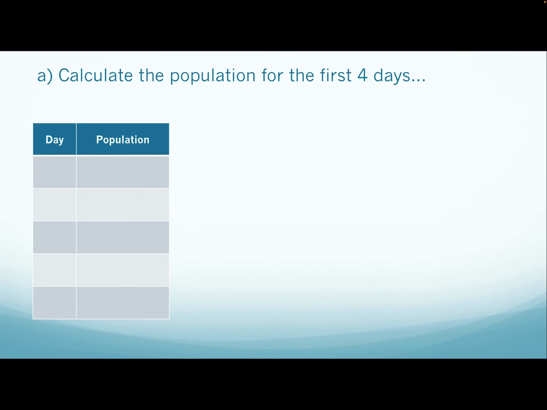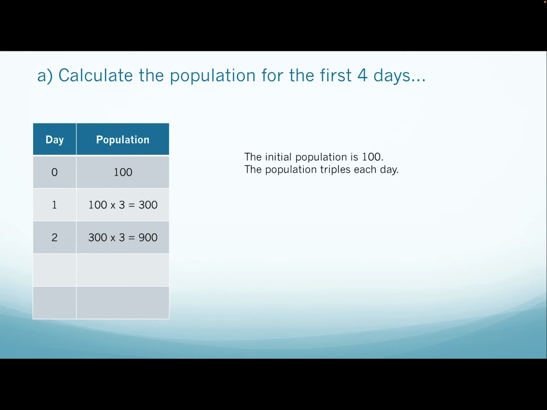So calculate the population for the first 4 days. So we start with 100. Okay? And then on day 1, it would triple. So we would take that 100 and multiply it by 3, giving us 300. And each consecutive day, it's going to continue tripling. So day 2, we would take that 300 and multiply it by 3 again and get 900. And then we would take that 900 and multiply it by 3 again to get 2,700.